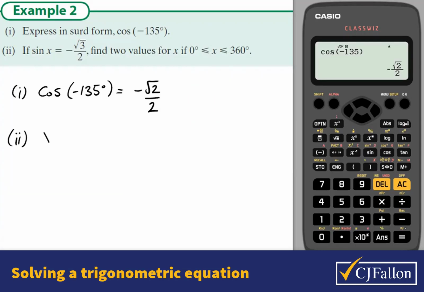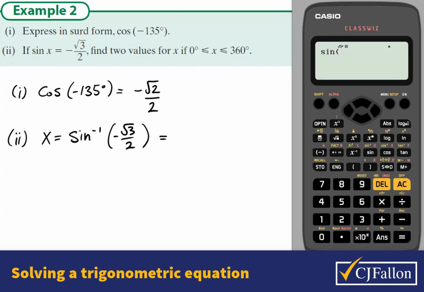In the second question, we're told that sine x is negative root 3 over 2, and we want to find the angle x, or rather two angles x, between 0 and 360 degrees. If we write sine inverse of this ratio into the calculator, it'll evaluate an angle x first. When we do this, it tells us x is negative 60.